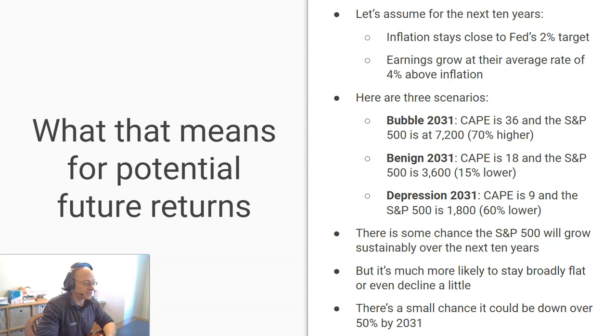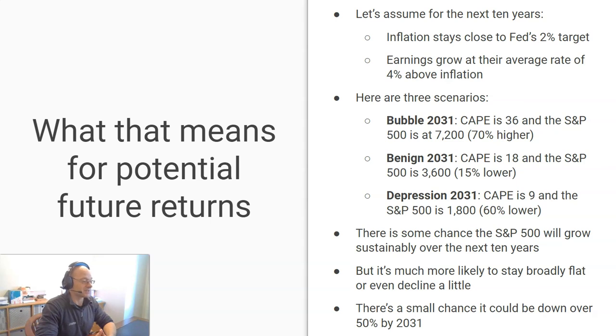However, if valuations are at very depressed levels in 2031, let's say there's something like, perhaps a global pandemic, then we might reasonably expect valuations to be very low, as they were in 2009. So if CAPE was about half its long run average, so CAPE is 9, then the S&P 500 would be at 1,800, which is 60% lower than it is today.